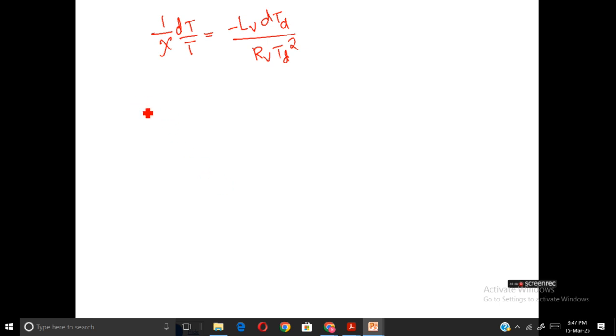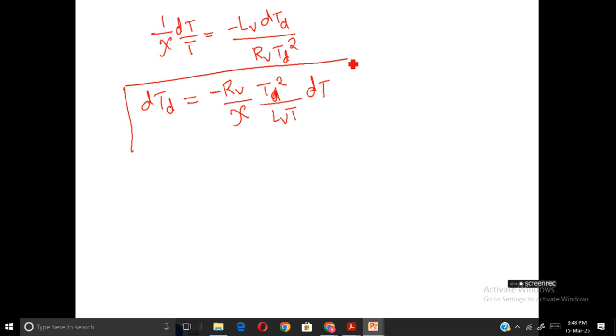or we can write dTd equal to minus RV by chi Td square by LV T into dT. dTd, the change in dew point temperature, is equal to minus RV by chi into Td square by LV T into dT. Now we consider the base of the cloud.